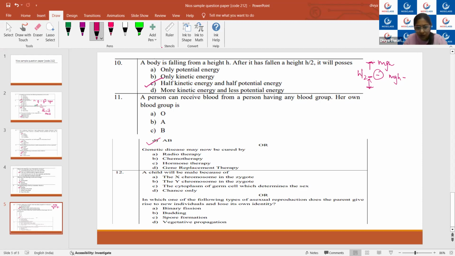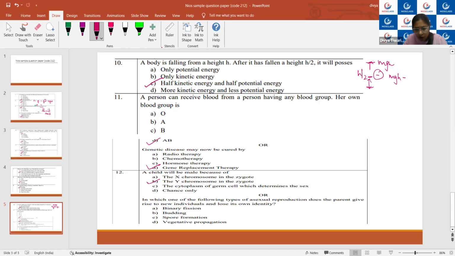Now let's proceed with the next question of this part. A genetic disease may now be cured by radiotherapy, chemotherapy, hormone therapy, or gene replacement therapy. So D is the answer for this. Now proceeding to the 12th question of this section. A child will be male because of the X chromosome, the Y chromosome, the germ cell, which determines the sex, or chance. It is only based on the Y chromosome. So B is the answer for this.